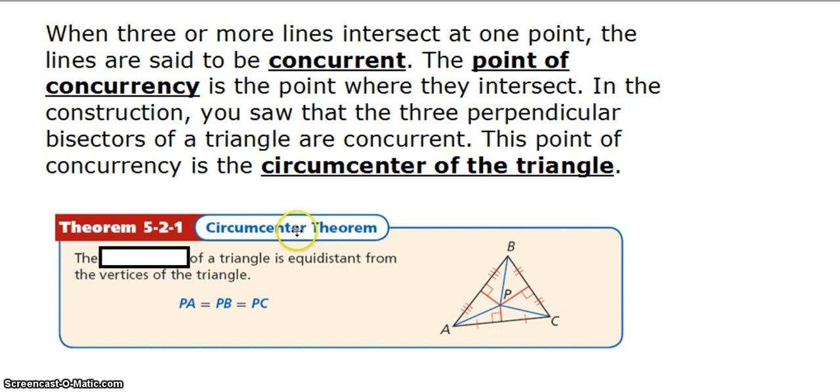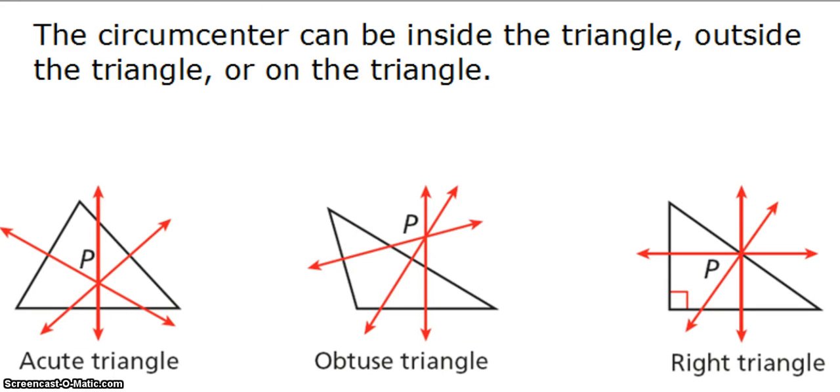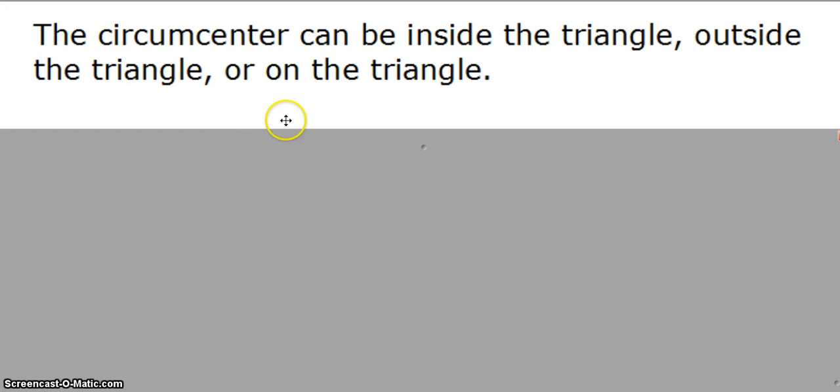So we have what is known as the circumcenter theorem. It tells us that the circumcenter of a triangle is equidistant from the vertices of the triangle. The circumcenter is formed using the perpendicular bisectors of the sides, and it lets us know that the distance from that circumcenter to each vertex is congruent. Very interesting relationship.